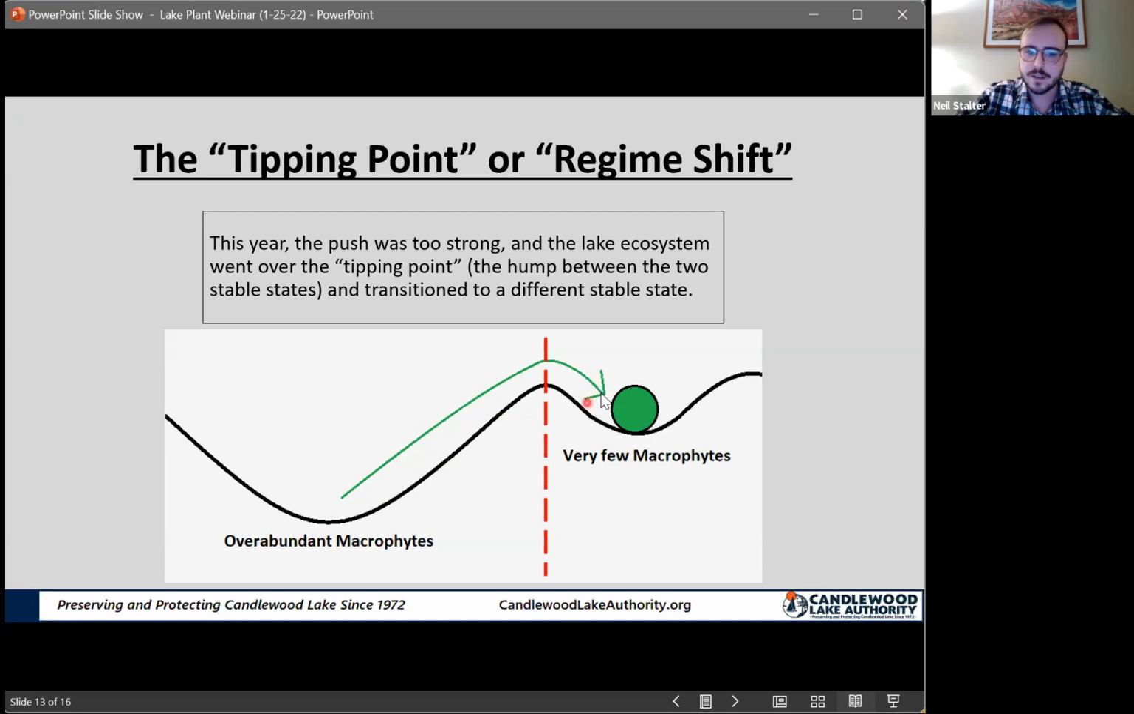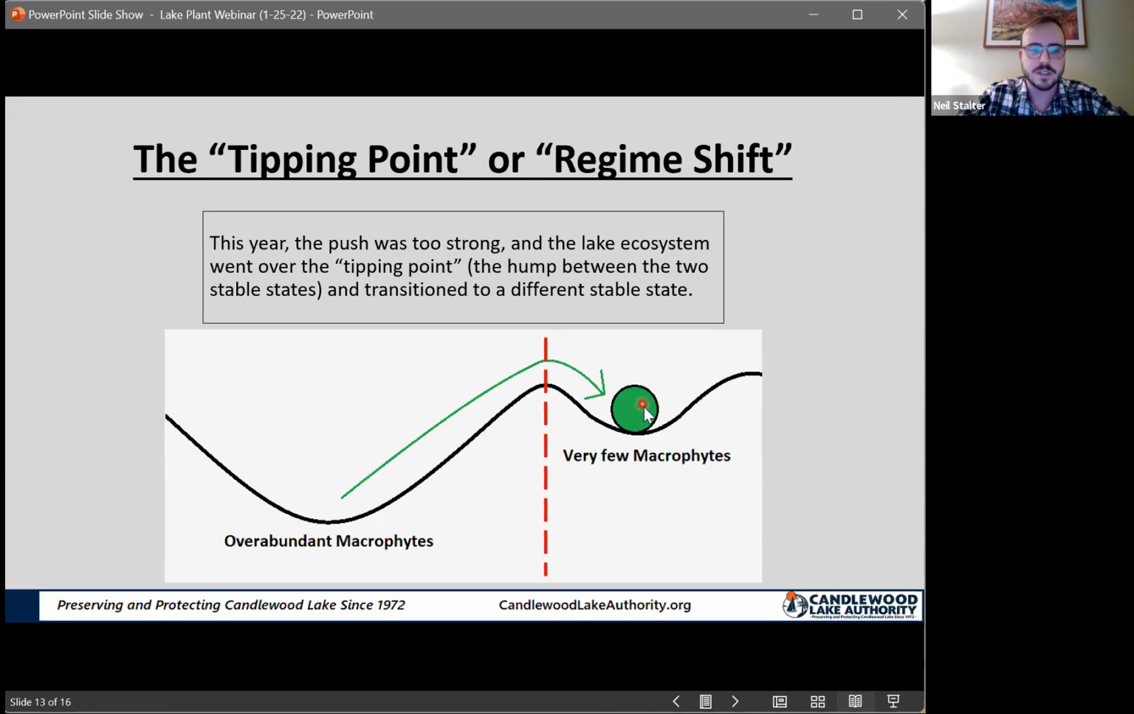And so the trick now is to see what forces can still be used to push the ecosystem back up the hill towards the other stable state while still trying to strike that balance between the two. Because once you go past this tipping point again, it's going to want to go back to this other stable state of overabundance. So we'd still like to try to strike that balance, but it's difficult.